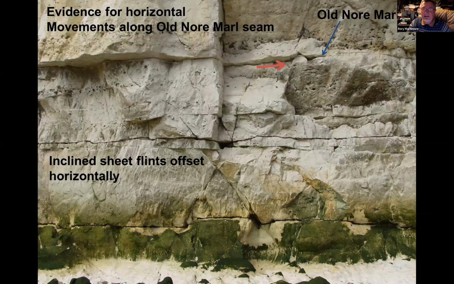So we've got horizontal movements and we've got inclined conjugate shears developed. And along these, we've got the sheet flints formed along the fractures as well, and frequently offset along each Marl seam, which I'll show you more clearly in a second.